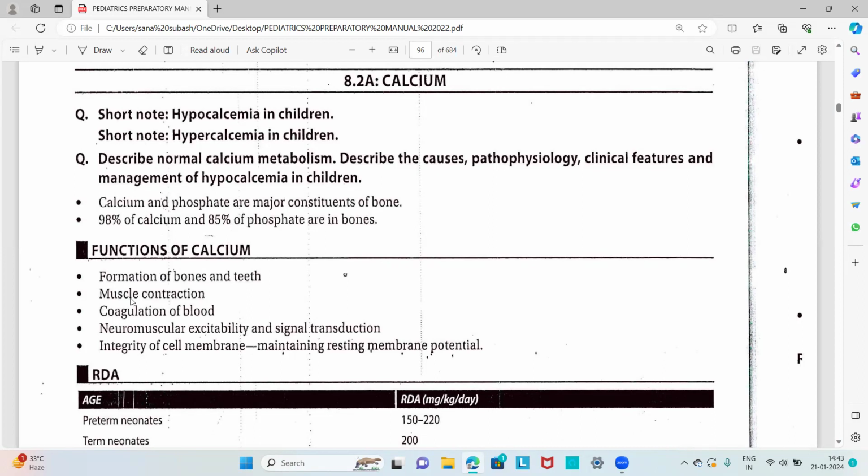Then we have muscle contraction. Calcium results in muscle contraction by release from the synaptic vesicles, and it also results in the coagulation of blood, and causes neuromuscular excitability and signal transduction. Another is the integrity of the cell membrane by maintaining the resting membrane potential. So these are the functions of calcium.